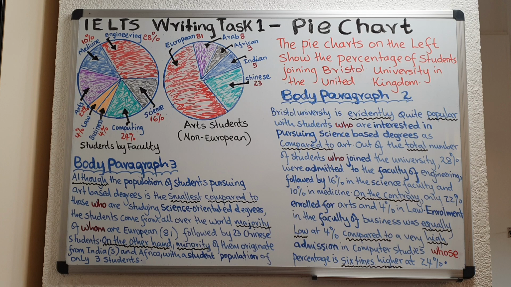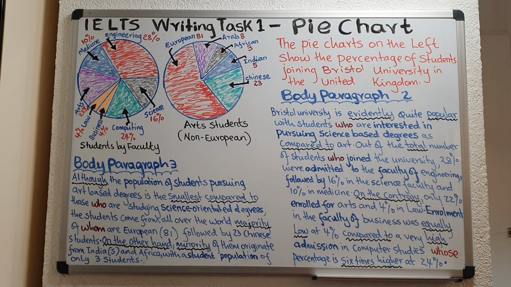Enrollment in the Faculty of Business was equally low. Remember, in the previous sentence, I just said that, on the contrary, only 22% enrolled for arts and 4% in law. So we also have 4% in business. That's why I'm using the word equally. So enrollment in the Faculty of Business was equally low at 4% compared to a very high admission in Computer Studies, whose percentage is 6 times higher at 24%.